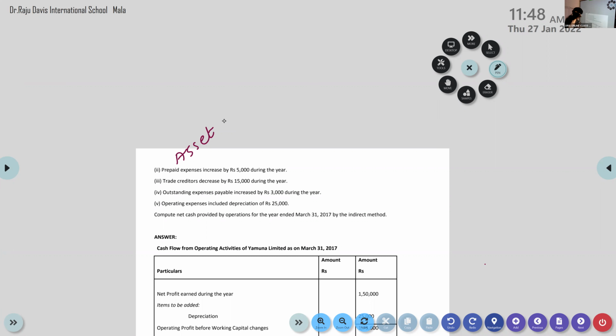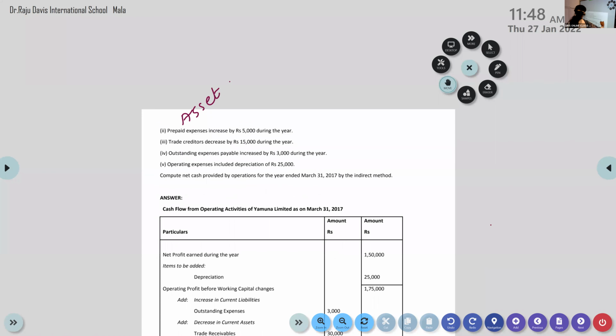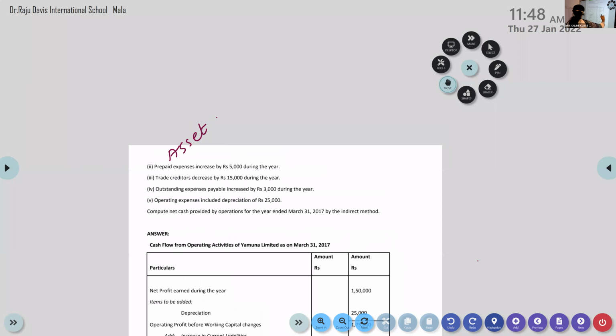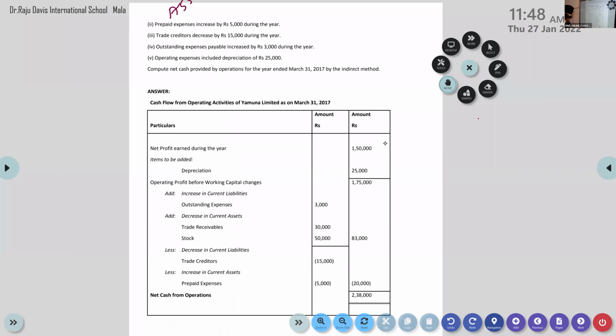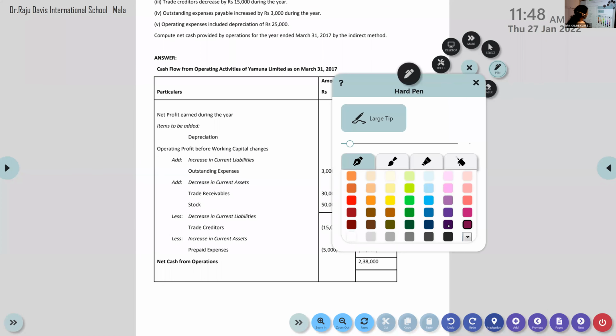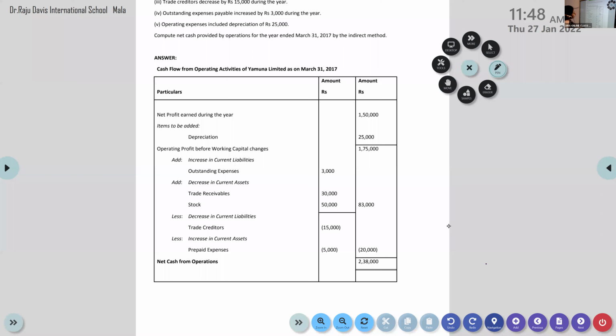Now, what are you asked to find out? Compute net cash provided by operations. So we have to find out the cash flow from operating activity by using the indirect method. How will you solve it? Those who haven't done it, please do it. From where do we start? What is the first item to start with?